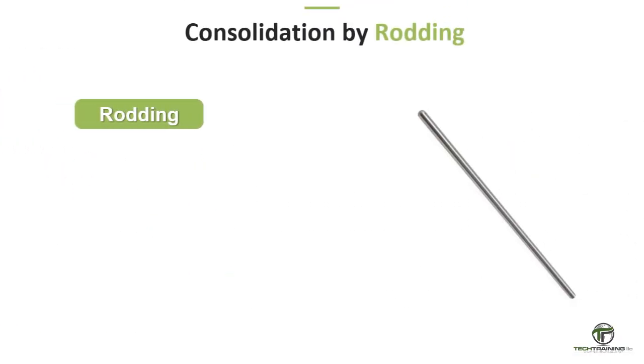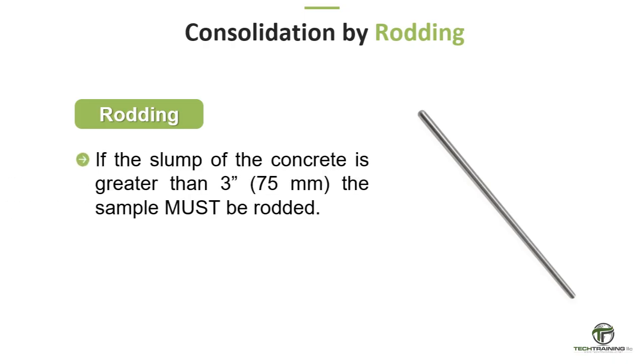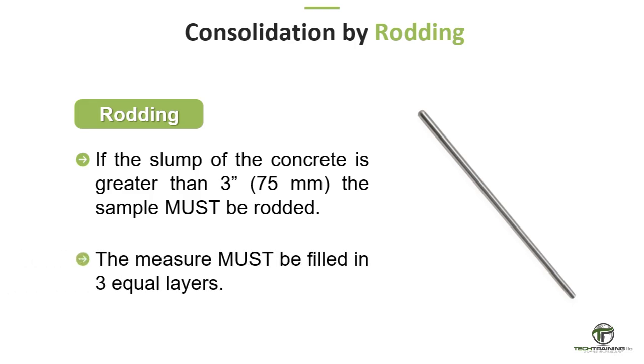Base the selection of the method of consolidation on the slump, unless the method is stated in the specifications under which the work is being performed. If the slump of the concrete is greater than 3 inches, or 75 millimeters, the concrete must be rodded. When rodding, the measure must be filled in 3 equal layers.